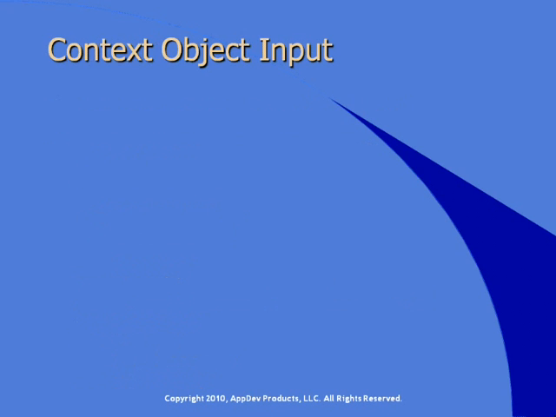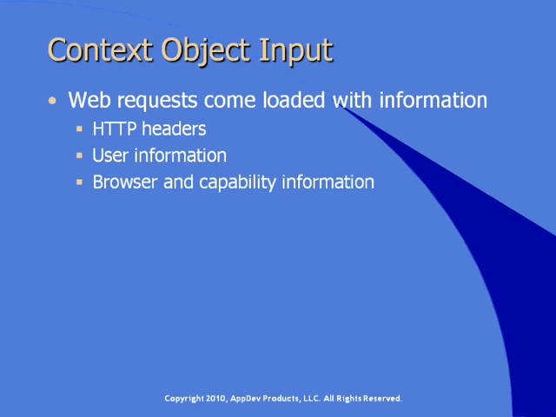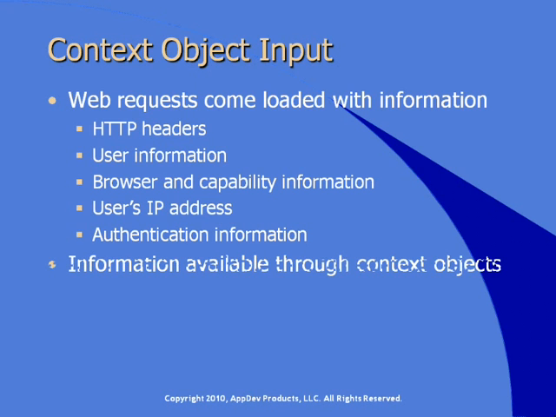The first source we'll talk about is a context object. Any kind of web request comes loaded with information. It includes the HTTP headers that structure the request, user information, browser and capability information, what the browser can do, the user's IP address, various kinds of authentication information, and so on. ASP.NET makes available a lot of that information as it receives it from IIS, and then MVC also adds its own information that you can take advantage of. So let's take a look at how this works.